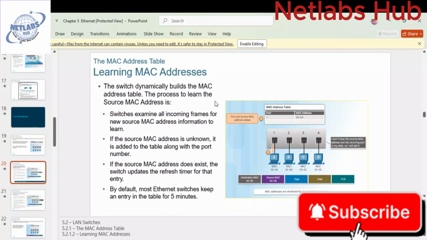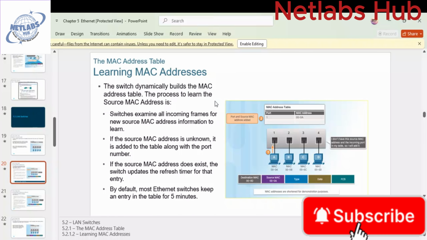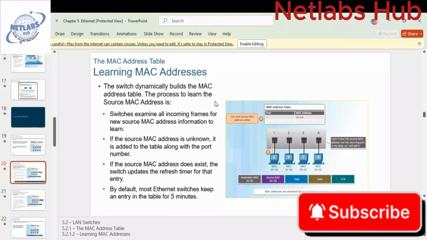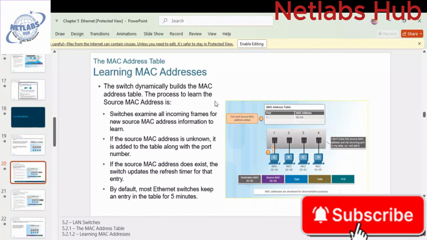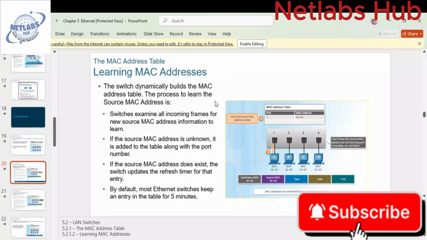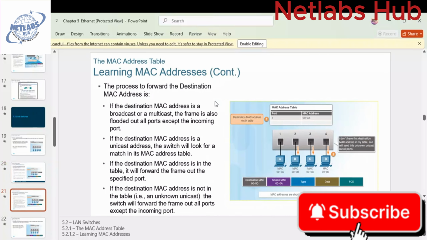So how does the switch learn MAC addresses? The switch dynamically builds the MAC address table. The process to learn the source MAC address goes like this: a switch examines all the incoming frames for new source MAC address information to learn. Note these conditions. If the source MAC address is unknown, it is added to the table along with the port number. If the source MAC address does exist, the switch updates the refresh timer for that entry. By default, understand that most Ethernet switches keep an entry for 5 minutes, beyond which it is deleted or removed.